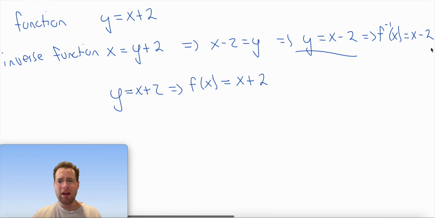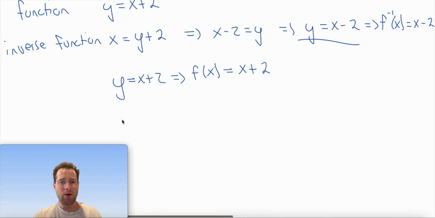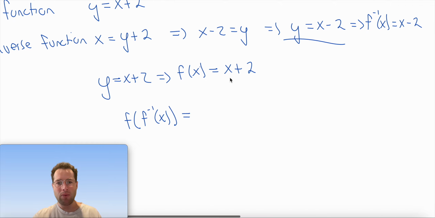Okay. And so now we're going to substitute this inverse function into our original function. So we're going to have f of f inverse of x equals, well, wherever we have x, we substitute in this whole function. And so it's going to be x minus 2 plus 2. The 2's will cancel out, and we're just left with x here. And so that works out in that direction.